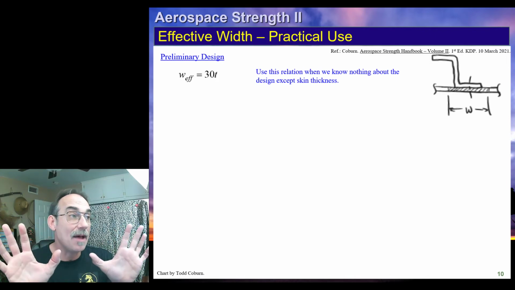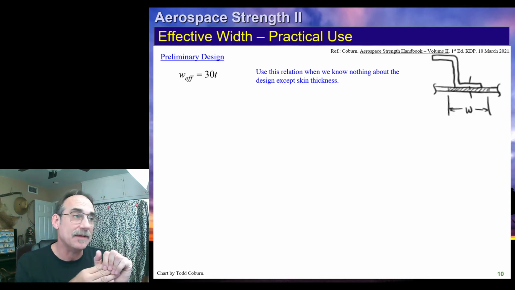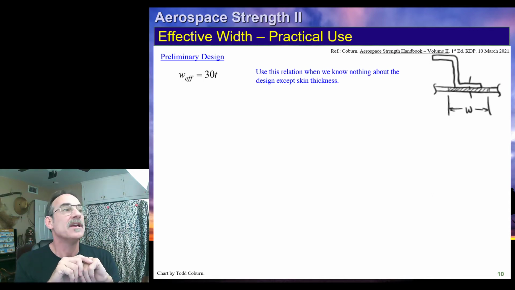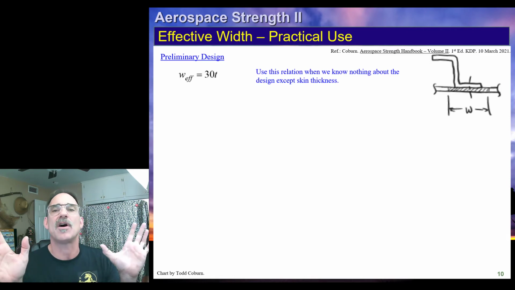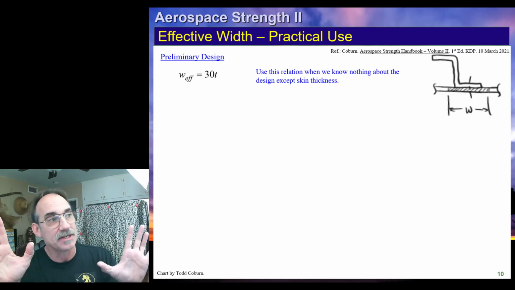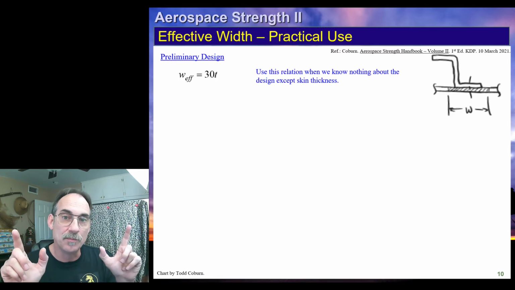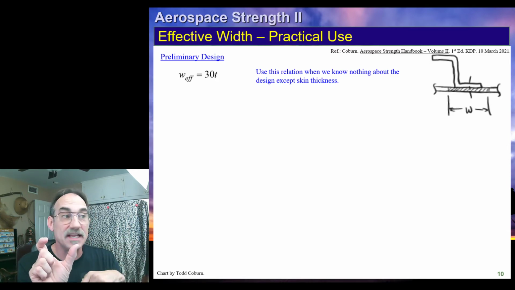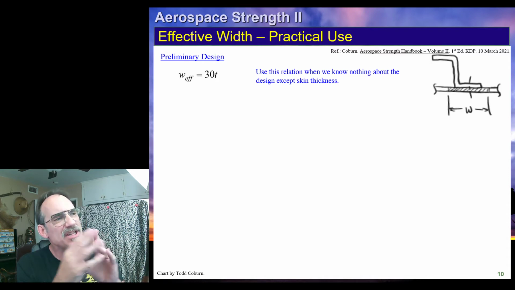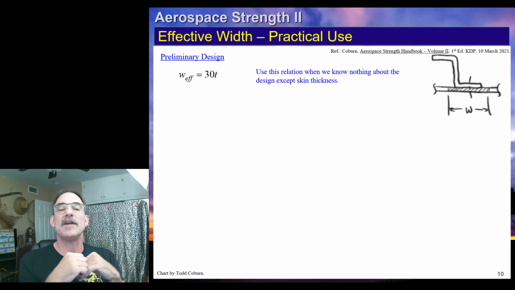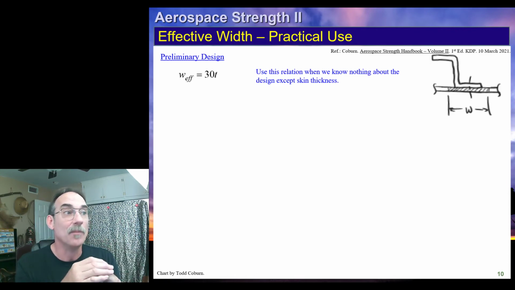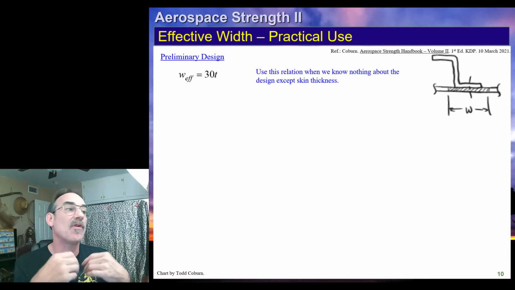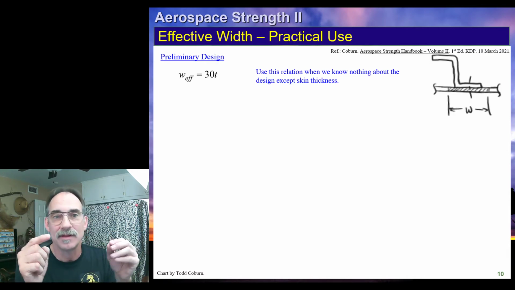Early in the design, it's common to use that effective width, that 30T, as an approximate value. So let's say you're designing an aircraft, you don't know anything about the aircraft, you know roughly how many stringers you want and roughly what your skin thicknesses are, and you haven't really selected materials. This would be a great time to assume that 30 times the thickness of skin is going to act with the stringer. So this 30T value can be used whenever we know nothing about the design except skin thickness and where the stringers are going to go. We can account for about 30 times the thickness acting with the stringer.